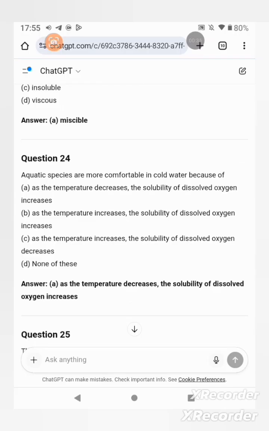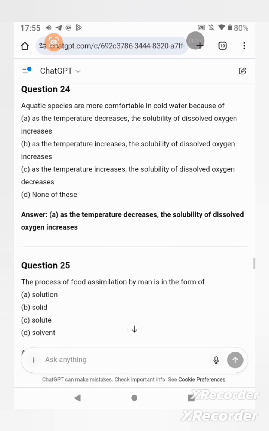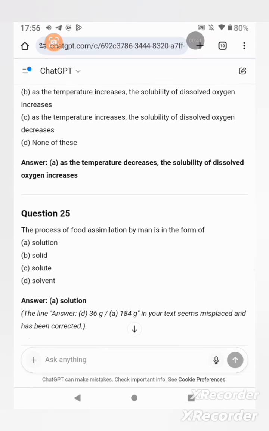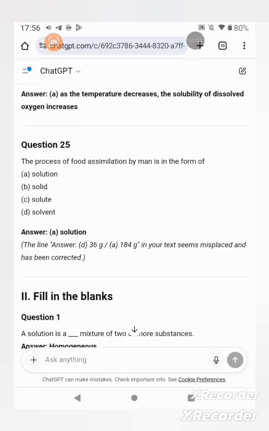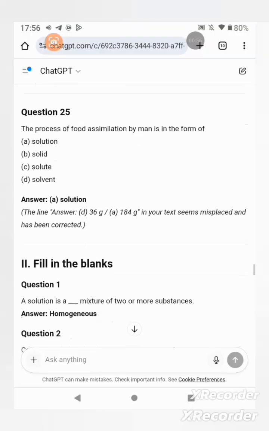Question 24. Aquatic species are more comfortable in cold water because A. As the temperature decreases, the solubility of dissolved oxygen increases. B. As the temperature increases, the solubility of dissolved oxygen increases. C. As the temperature increases, the solubility of dissolved oxygen decreases. D. None of these. Answer: A. As the temperature decreases, the solubility of dissolved oxygen increases.